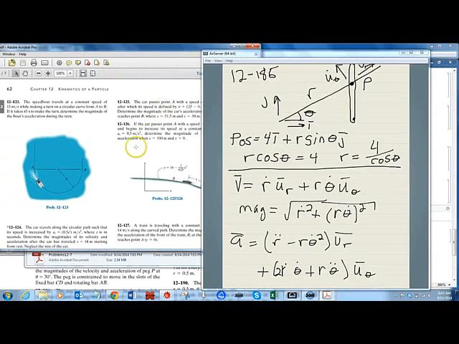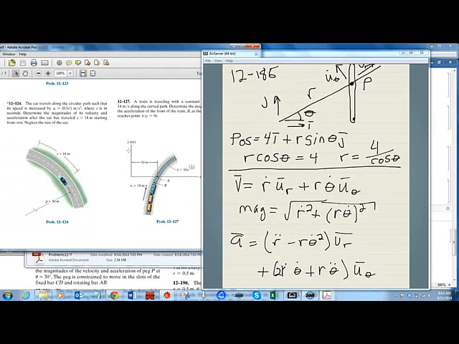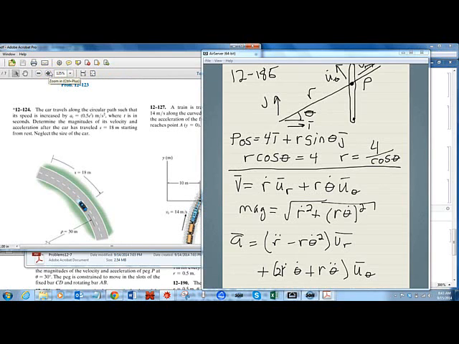124. The car travels along the circular path such that its speed is increased by 0.5 e to the t, where t is in seconds. Determine the magnitudes of its velocity and acceleration after the car has traveled s equals 18 meters starting from rest. Neglect size of the car. Okay. What am I going to do with this?